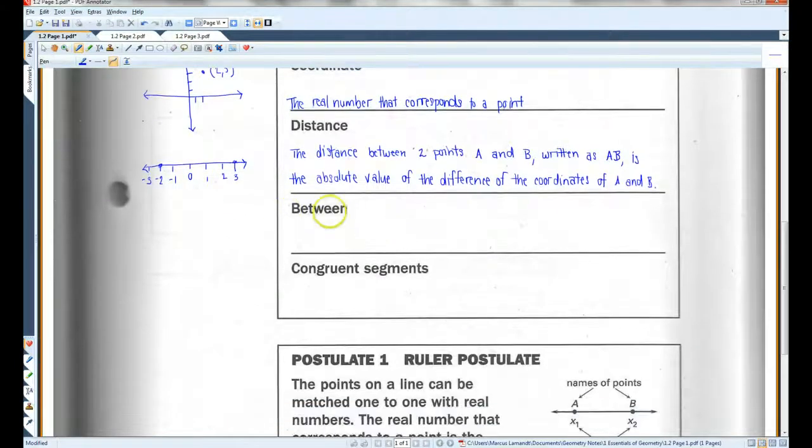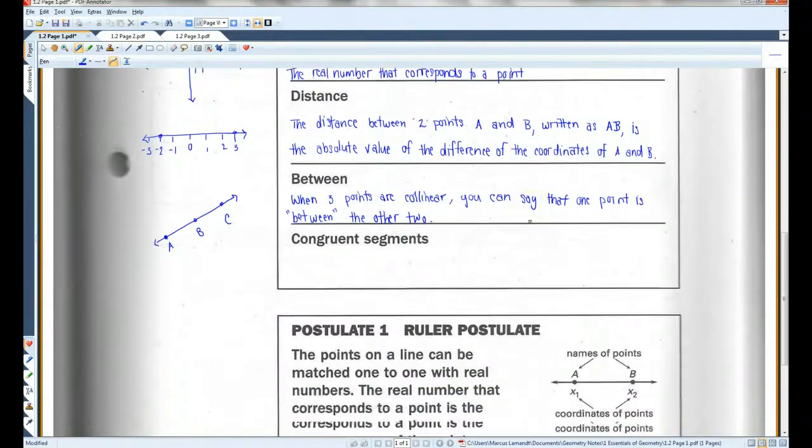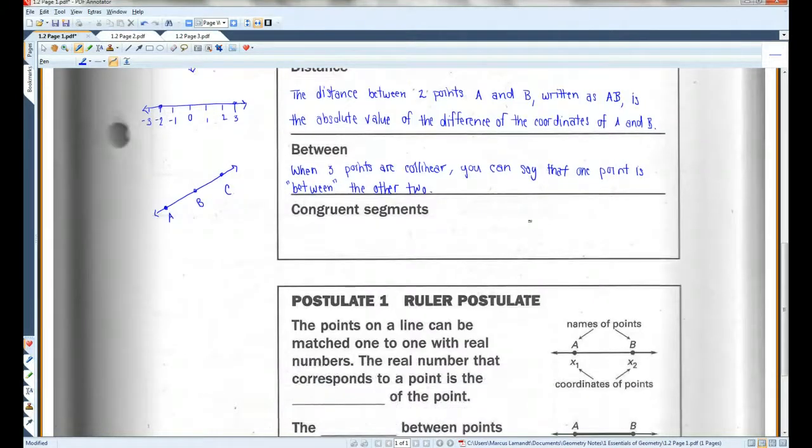Between. You guys kind of already have an idea of what between means. In geometry, when I say a point is between two other points, it means that those 3 points are collinear and that point is in the middle. I'll draw a picture. So here, because A, B, and C are collinear, that means they make a straight line. B is between A and C. If B was over here somewhere, I could not say that B is between A and C. Congruent segments. Segments are congruent if they have the same length.